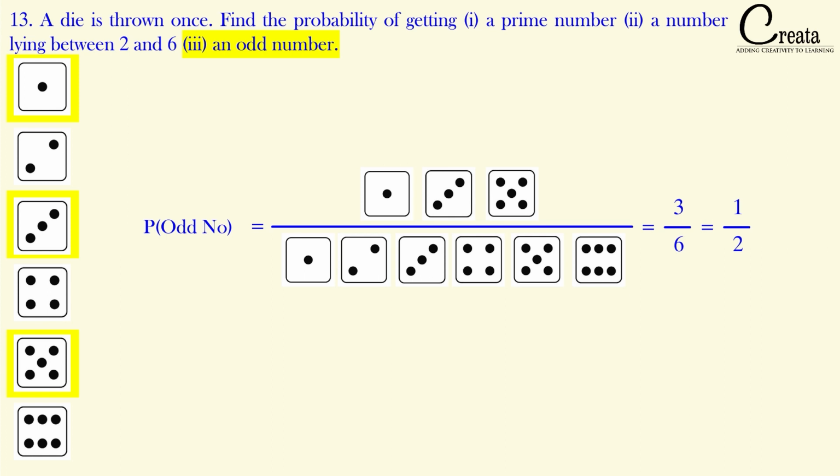Mathematics is interesting when there is a combination of different concepts, like here the number system and the probability. So that's for this question. Let's move to next question.